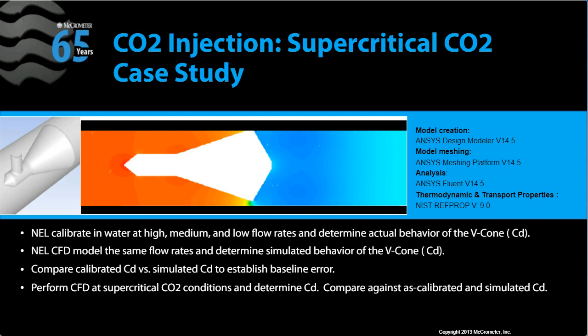And then they use computational flow dynamics to model the same flow rates and determine the simulated behavior of the V cone. So again, it's a new coefficient of discharge that they are getting. They compare the two coefficients of discharge to establish a baseline error, and then perform computational flow dynamics at the supercritical CO2 conditions and determine these coefficients of discharge again. And again, they compare the two between an as-built, as-calibrated, and a simulated coefficient of discharge.